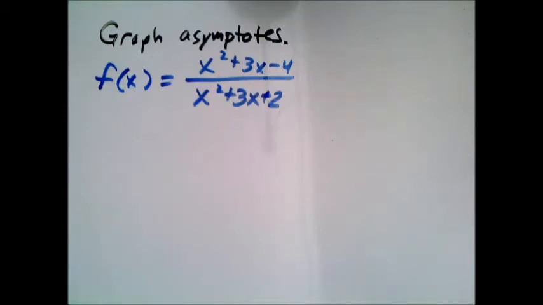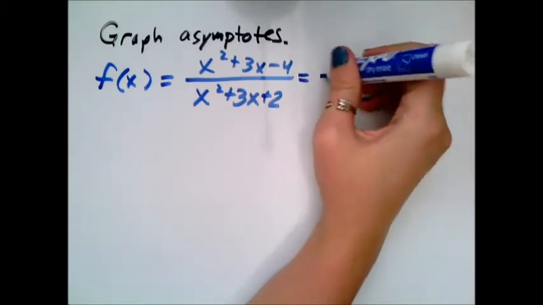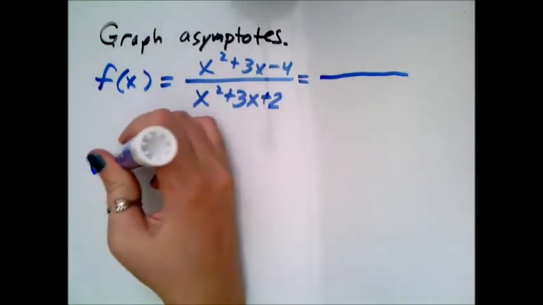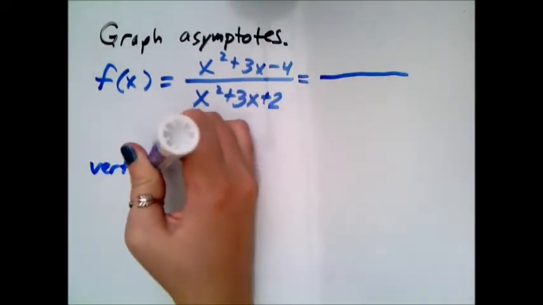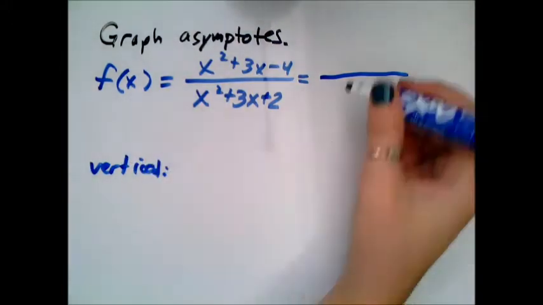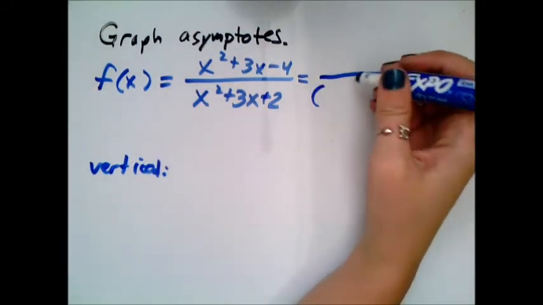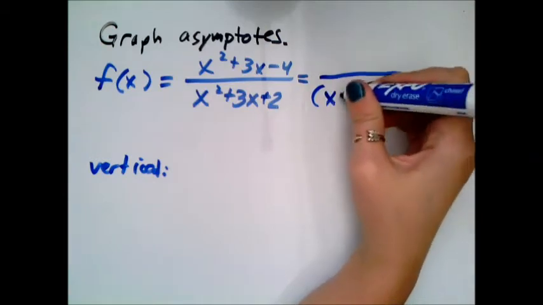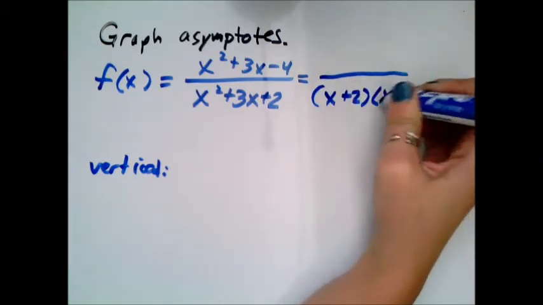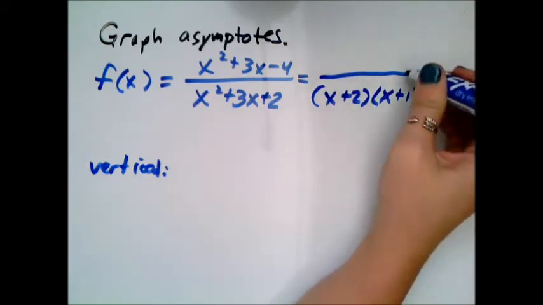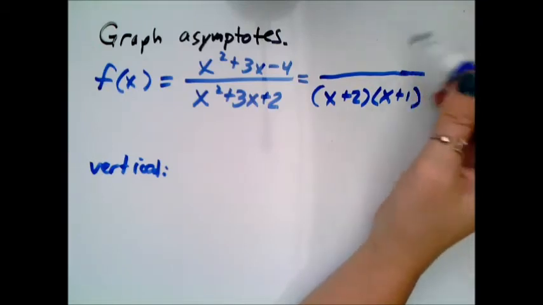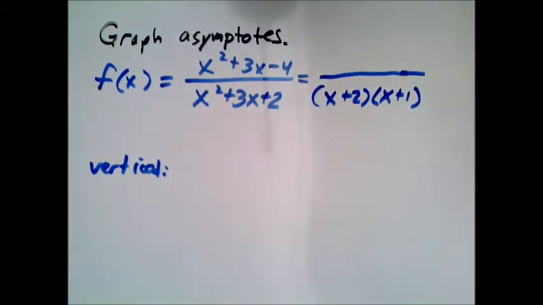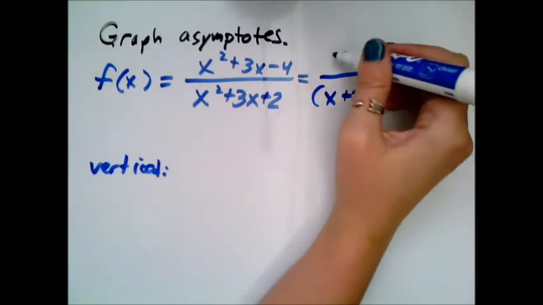Here we're going to graph horizontal and vertical asymptotes of this function. So first thing is the vertical asymptotes are always where the denominator equals 0, but it's a lot easier to see where anything equals 0 if I have it factored. So it looks like this factors to (x + 2)(x + 1). And you can factor the top also if you want to. You don't have to for this.